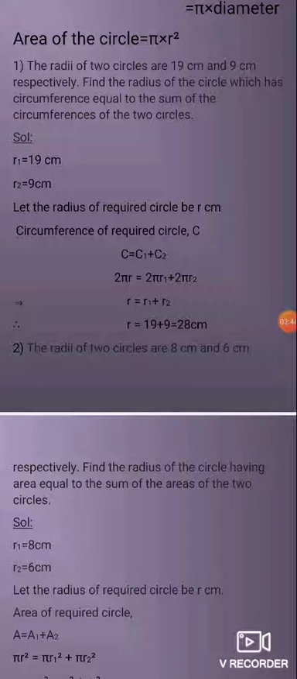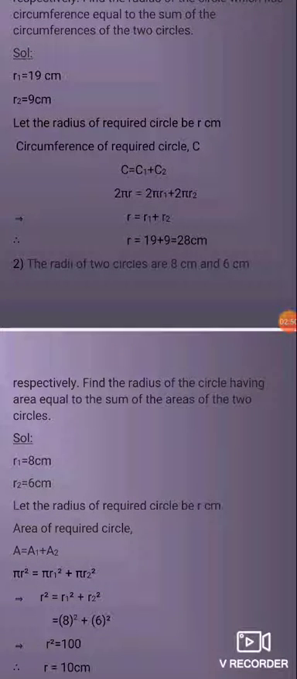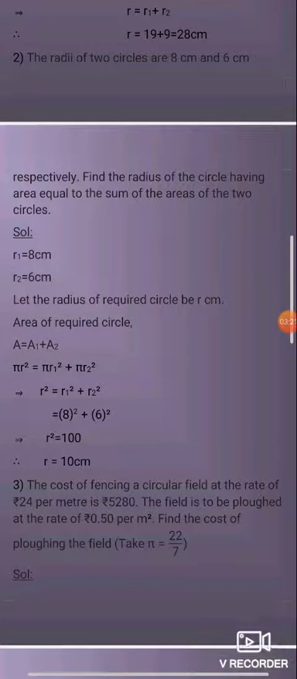Now, we can take area of the new circle be capital A. So, A is equal to A1 plus A2, which is equal to, substitute that equation, pi r square is equal to pi r1 square plus pi r2 square. Now, pi is common, so we can cancel. Remaining R square is equal to r1 square plus r2 square. Now, what is the value of r? R1 is 8 centimeter and r2 is 6 centimeter. So, 8 square plus 6 square is equal to 64 plus 36, which is 100. Now, r is equal to square root of 100, which is equal to 10 centimeter.